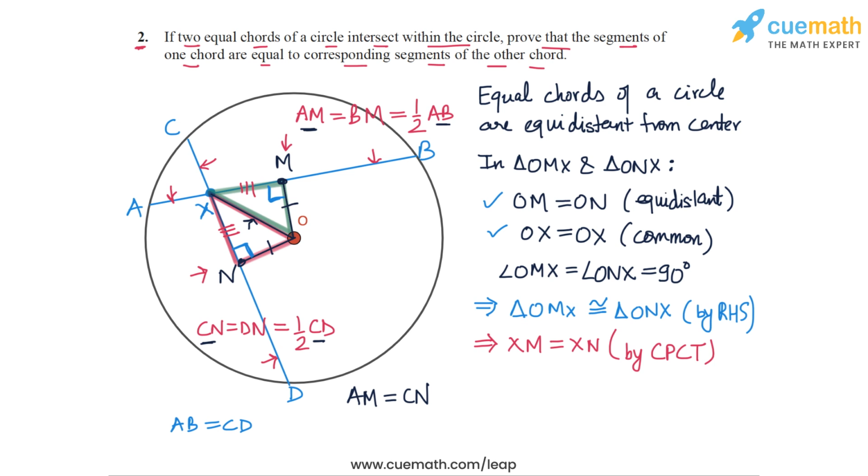Now I'm going to make use of this fact to prove that AX and CX will be equal. So AM is this segment joining A to M, and CN is the segment joining C to N. If you observe these two segments carefully, AM is made up of two parts. It has AX and XM, and CN has CX and XN. And because XM and XN are equal, AX and CX must also be equal. So let's write this fact.